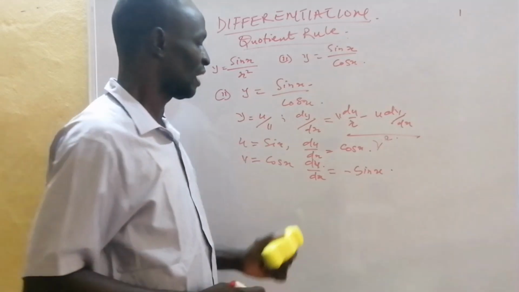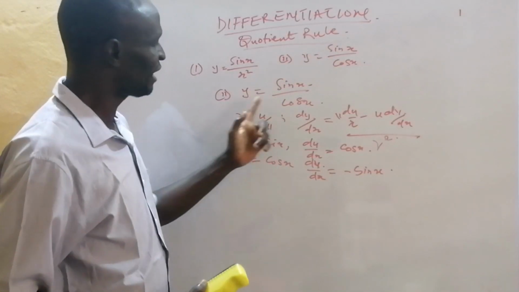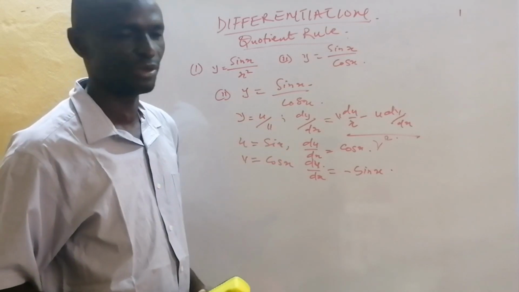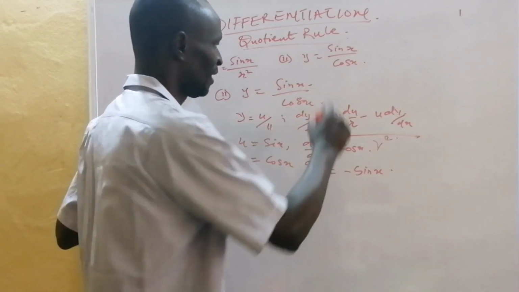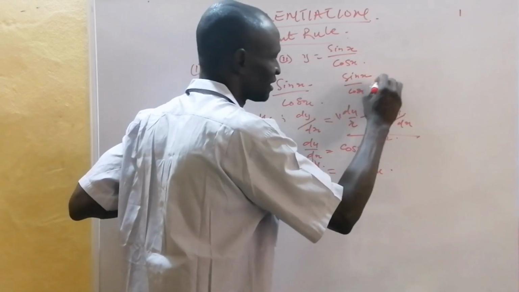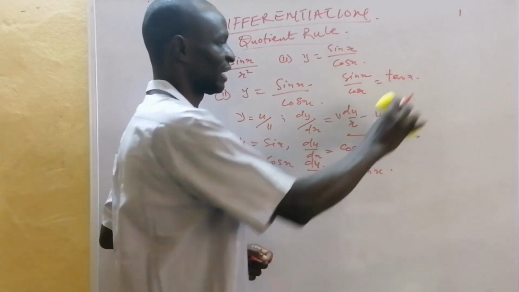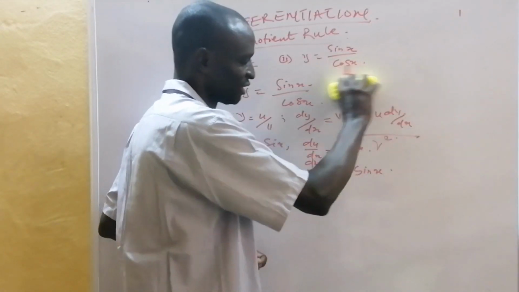Now with this, let me say this. y is equal to sine x over cos x. What does this remind us? Sine x over cos x is the same thing as tan x. It reminds me of tan x. Let's continue.